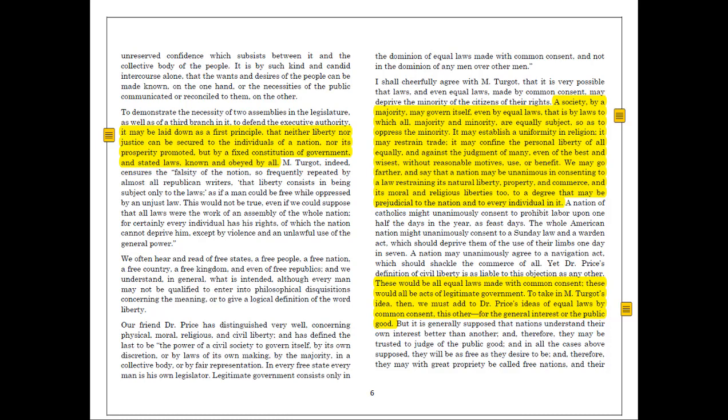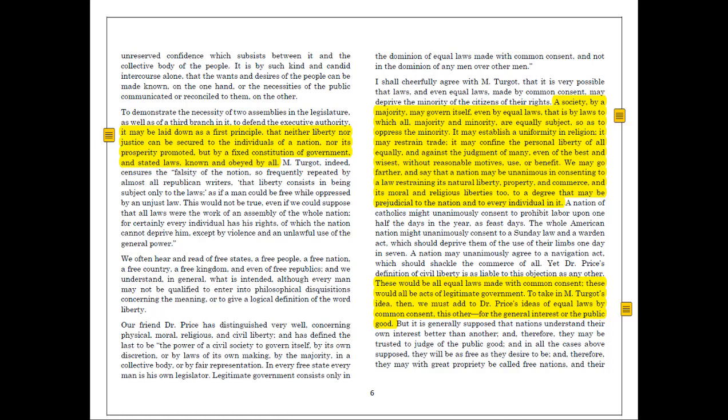A society by a majority may govern itself even by equal laws, that is, by laws to which all, majority and minority, are equally subject, so as to oppress the minority. It may establish a uniformity in religion. It may restrain trade. It may confine the personal liberty of all equally, and against the judgment of many, even of the best and wisest, without reasonable motives, use, or benefit.